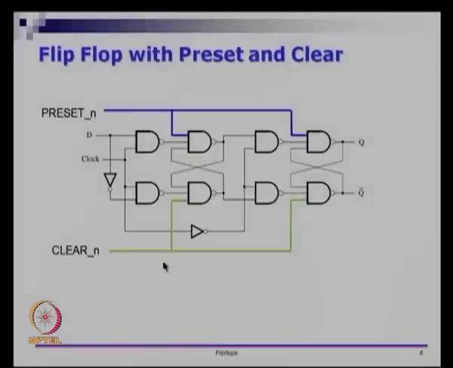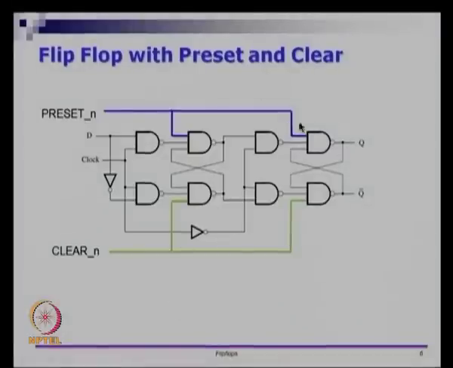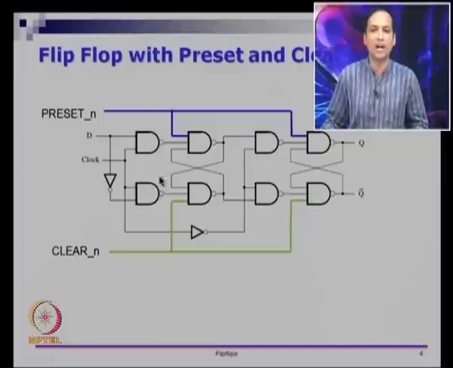Right. So, now let us move on. I am going to show you two different kinds of circuits. One of the circuits is what is called a flip flop with a preset and clear. If you notice, this part is the slave latch and this part is the master latch. So, forget the blue lines and the green lines now.